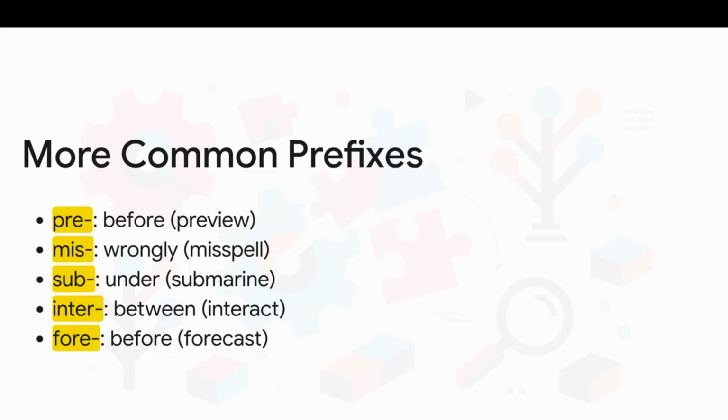So once you've got those 4 locked in, you can start adding a few more to your toolkit. It's just like leveling up. Pre means before, so a preview is a look you get before something. Makes sense. Miss means wrongly, so to misspell is to, well, spell it wrongly. You start to see the pattern, don't you? It's literally like having a set of linguistic building blocks.